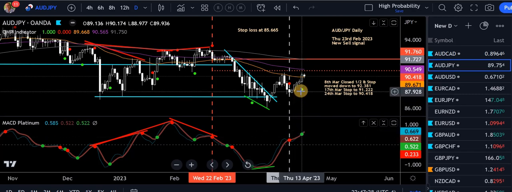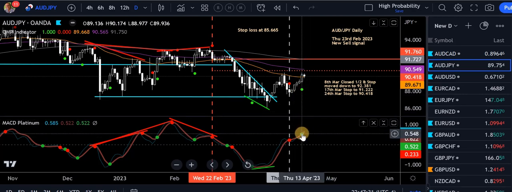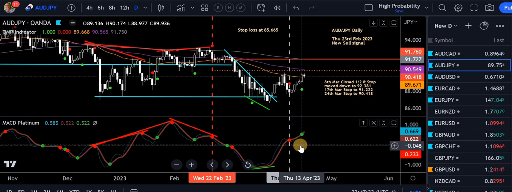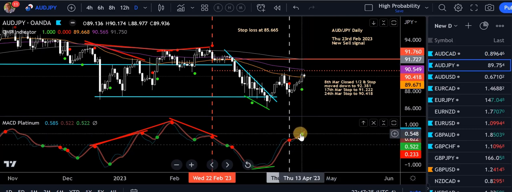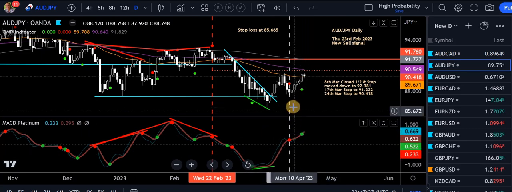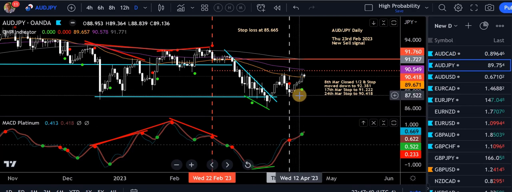We've got a new green dot on the QMP filter. However, the MACD Platinum's above the 0 level. And we're not taking that buy trade. You probably could if you wanted to. I'm not going to take it. It's not a part of my rules.